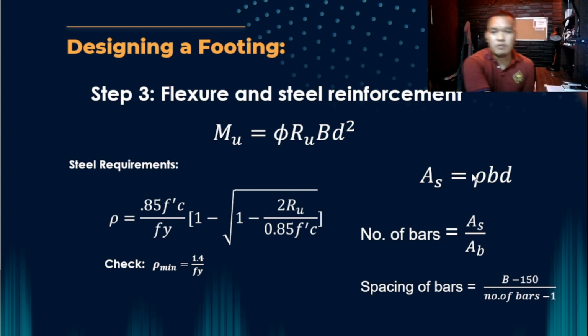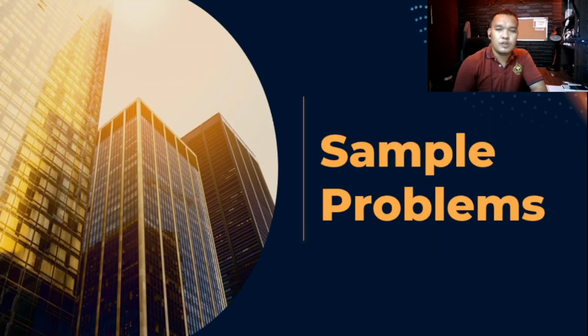After you get the area of steel requirements, to get the number of bars, we have here As over area of the bar. Then for the spacing of bars, we have B, or the length of the footing, minus 150. Since there is 75 mm on each side, we have 150 to subtract, all over the number of bars minus 1 to get the spacing of our reinforcement. So let us do sample problems so you can better understand our discussion.